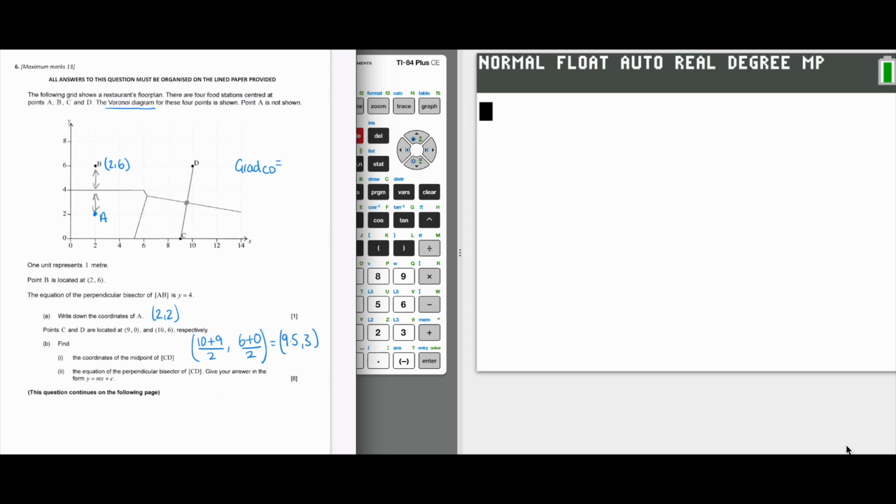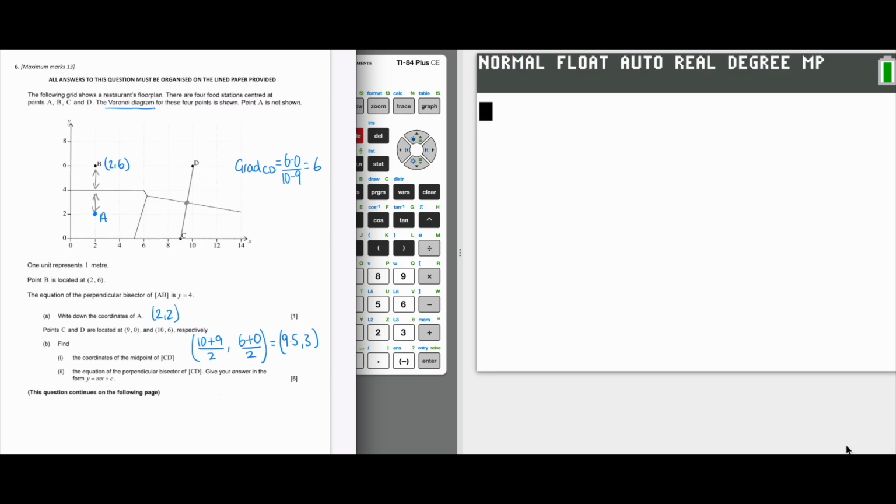and that's the change in y values, so 6 minus 0, over the change in x values, so 10 minus 9. It doesn't matter which way round you add or subtract, but you have to do the same way round for x and y. So I chose to do 6 minus 0, so d minus c, and then I therefore had to do d minus c with the x as well. And if I simplify that, that just gives me a gradient of 6 over 1.